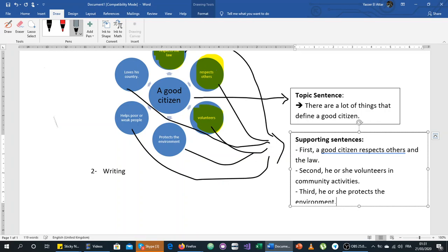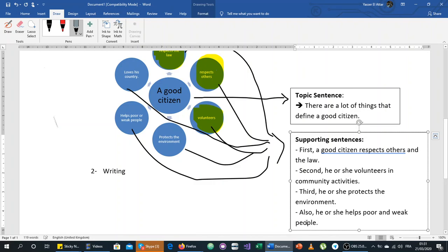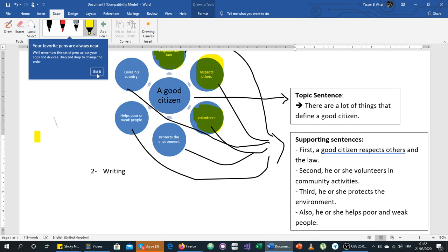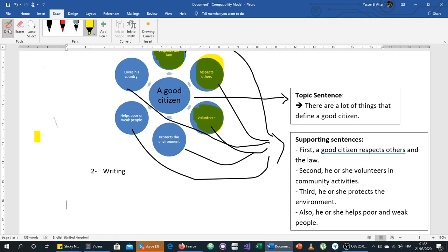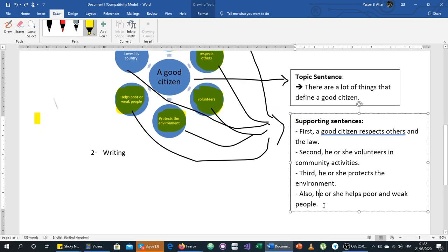We can add something like this one. Also, he or she helps poor and weak people. So here we did both these ones. We still have only loves his country. We can include that one in a concluding sentence or another sentence.